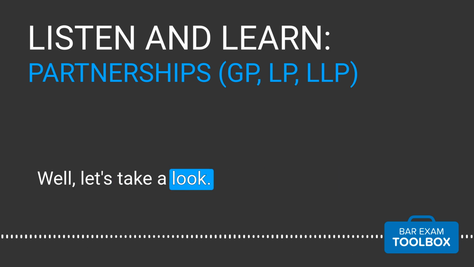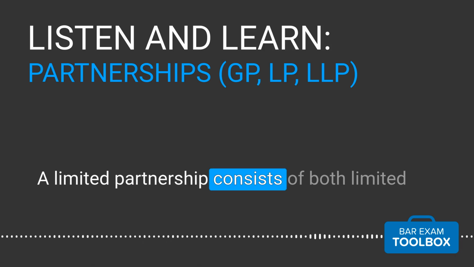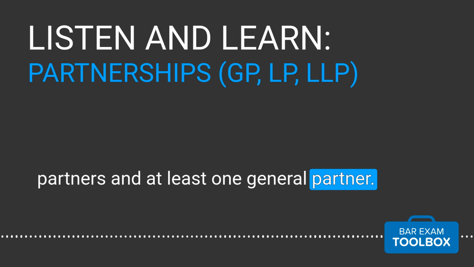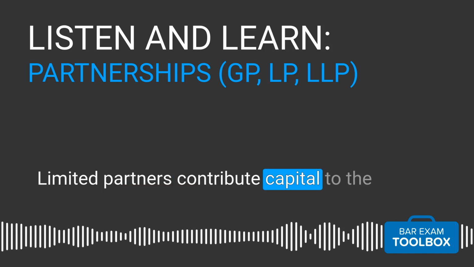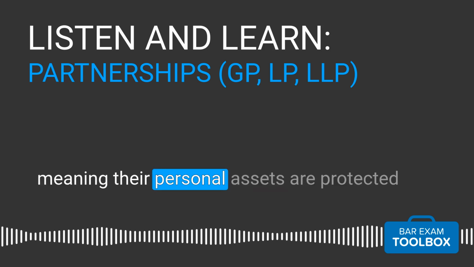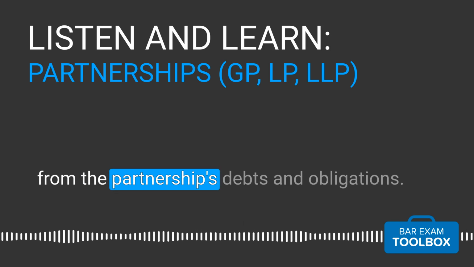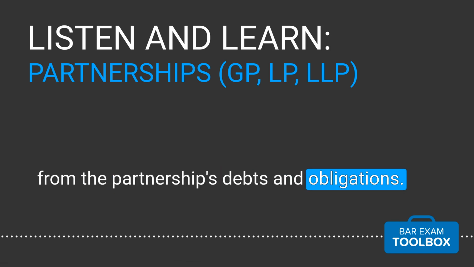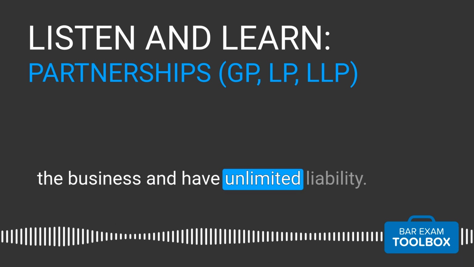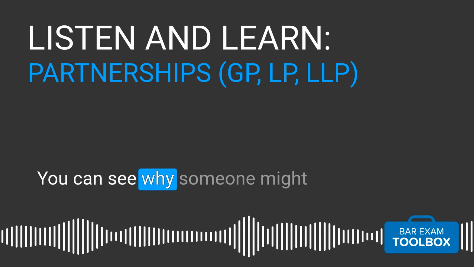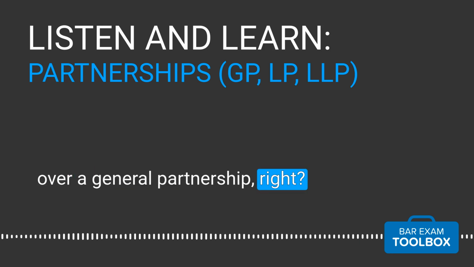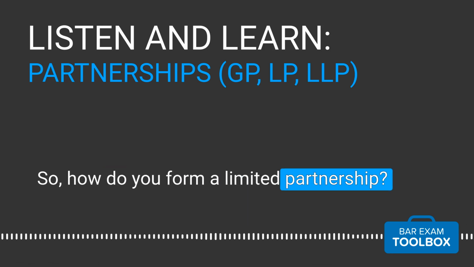Well, let's take a look. A limited partnership consists of both limited partners and at least 1 general partner. Limited partners contribute capital to the partnership, but have limited liability, meaning their personal assets are protected from the partnership's debts and obligations. On the other hand, general partners manage the business and have unlimited liability. You can see why someone might want to have a limited partnership over a general partnership, right? So how do you form a limited partnership?